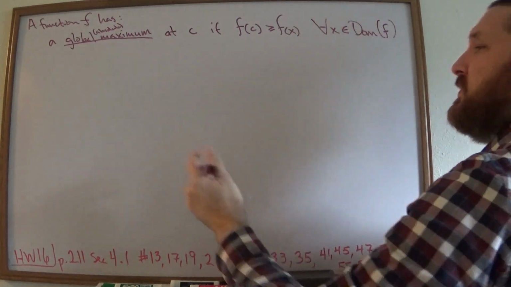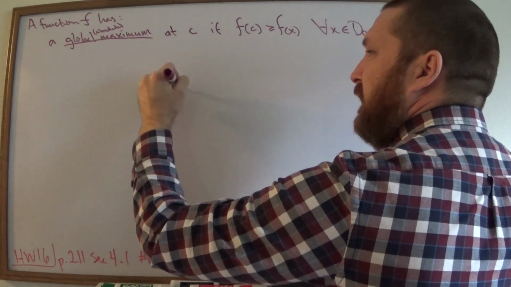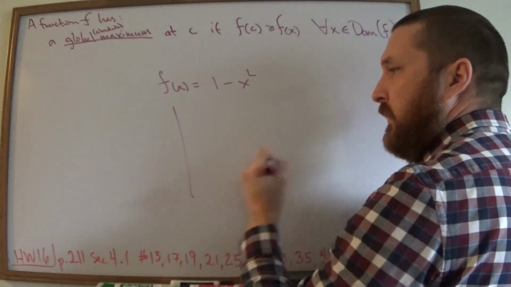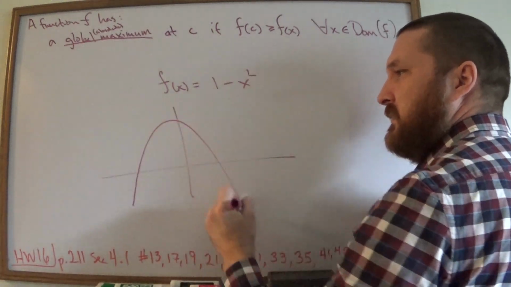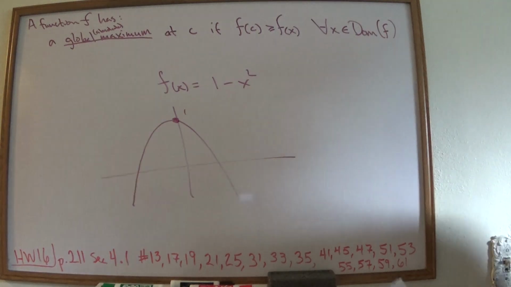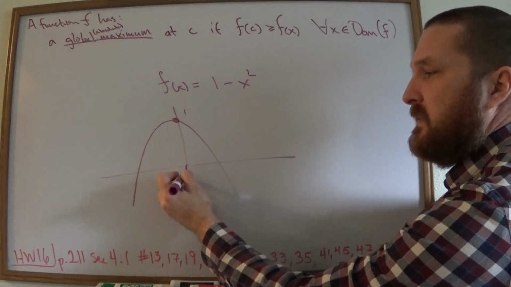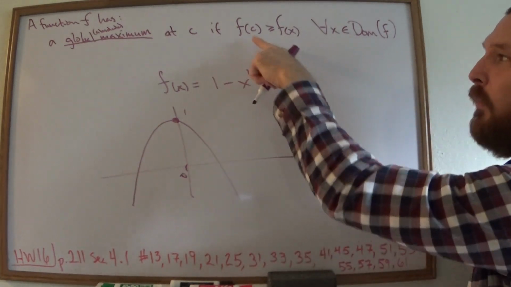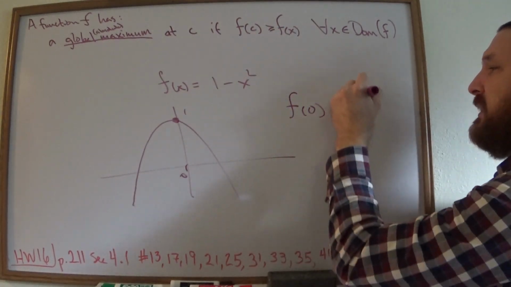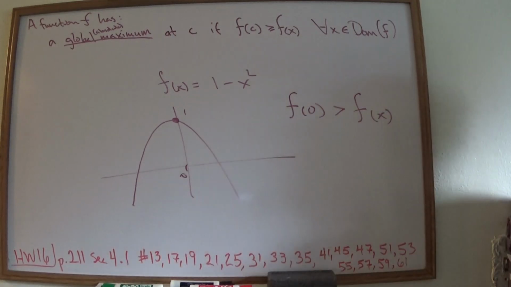What does that mean? Well, let's just think about f of x is 1 minus x squared. That thing looks like this. I drew that terribly. That goes through at 1. It would have a global maximum here at 0 because the output, f of 0, is indeed bigger than f of x for any other x in its domain. So that's what it means.